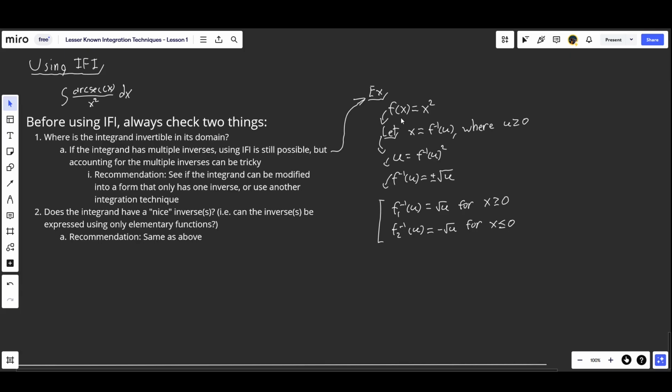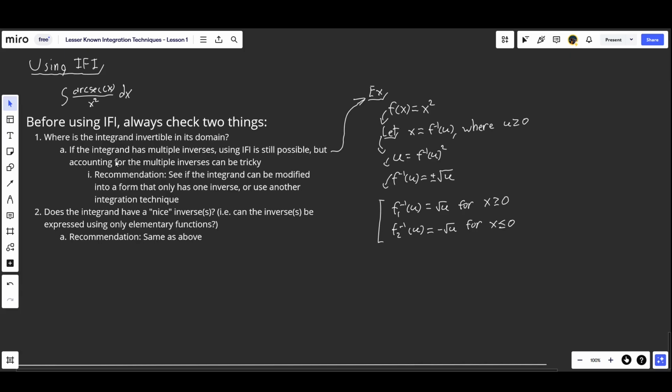Now, could we use inverse function integration on a function like this? It is possible. But accounting for multiple inverses can be very tricky, and if you don't handle it with delicacy, you'll receive the wrong answer. Now, I'll give you an example of integrating x squared using inverse function integration at the end to give you a better intuition for what I'm talking about.